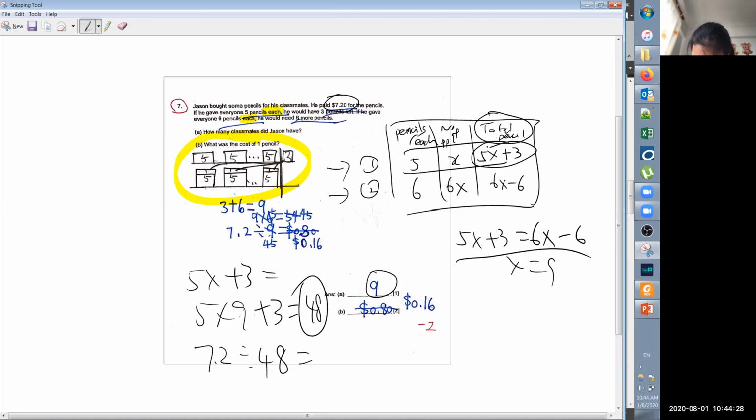I don't know why you go and times. I don't know why you get 45 or something like that. I seriously don't know why you get this. I have no idea. If you are talking about total pencil, you should either look at this or this. Either one. So that's the reason why I want you to put it in the table.